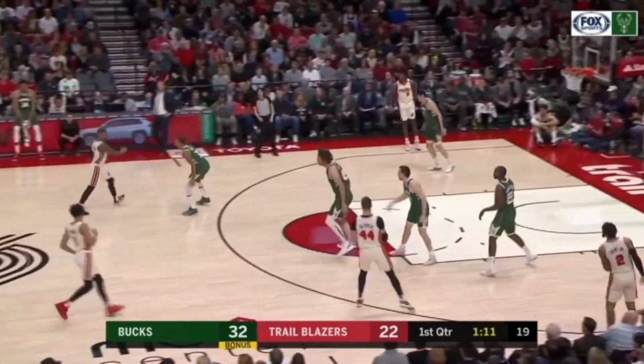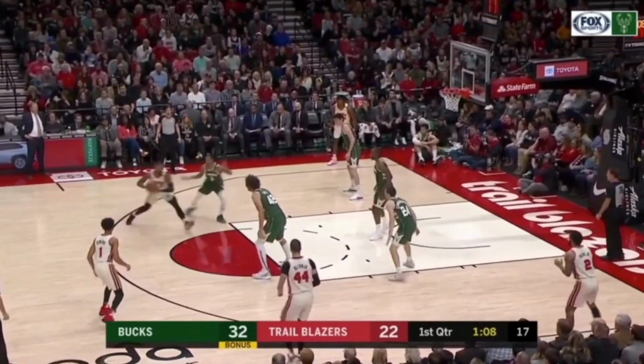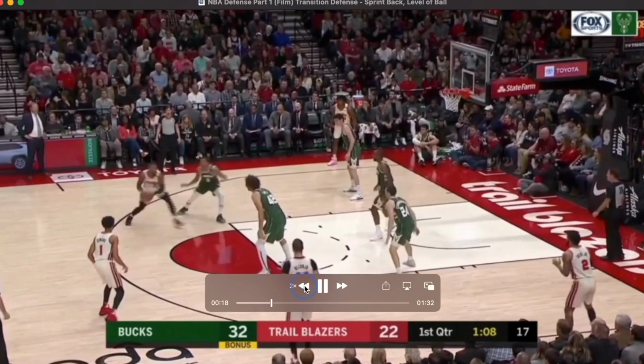Now watch again right here with Milwaukee. Great chest stop. Now, prior to even that chest stop, watch Robin Lopez right here. Sprint back. He's pointing. So this pointing means George Hill's going to take the ball.